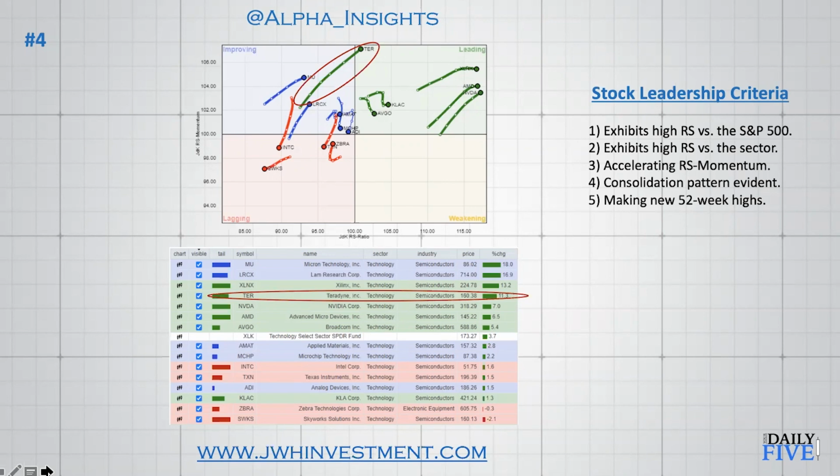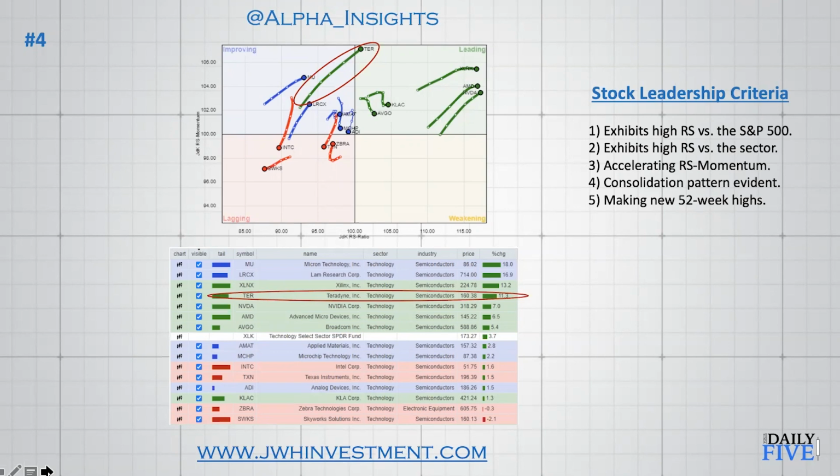And what we can see is that we've got some great leadership here. Xilinx, AMD, NVIDIA, up and to the right, all have great leadership, both relative strength and relative strength momentum, but they're a little stretched. They're definitely long in the tooth. They're not emerging relative strength.